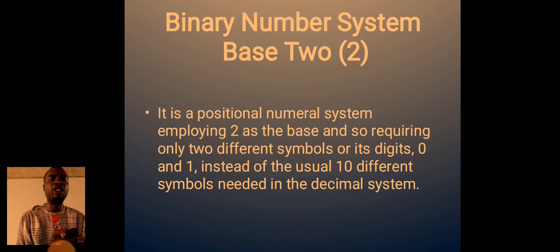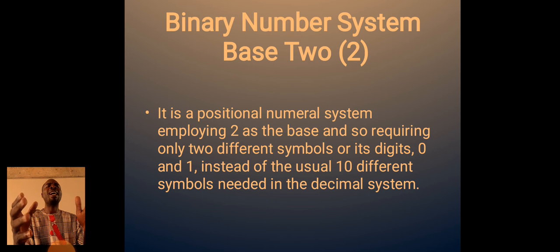Now let's go to the binary number system. That is base 2. What is the binary number system? Where do we apply it mostly? The binary number system is just a system of counting where we use 2 different symbols. The 2 different digits are what? 0 and 1. Instead of 10, we use 0 and 1.